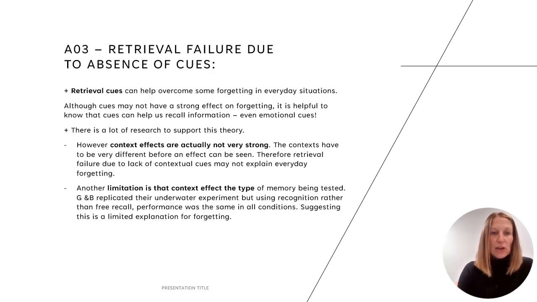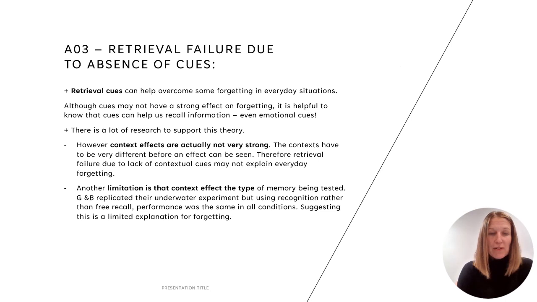So then the AO3 is that retrieval cues can help overcome some forgetting in everyday situations. So we know that by retracing our steps, we can kind of remember information and things, which is very useful. But they may not have a strong effect on forgetting. It's helpful to know that we can do this. And there's a lot of research to support this theory.